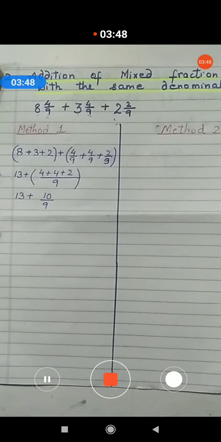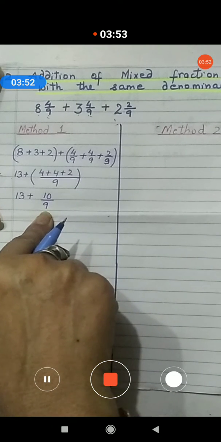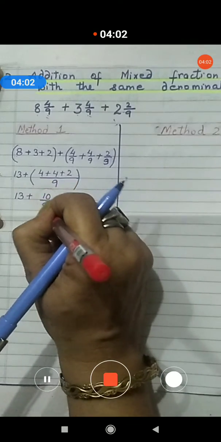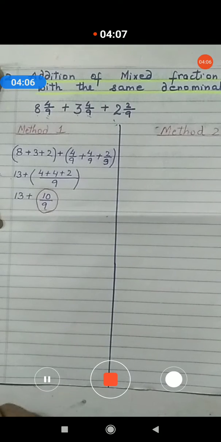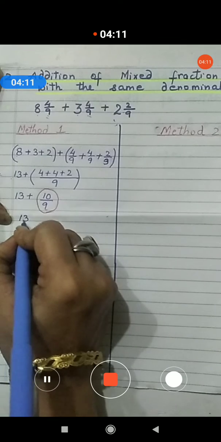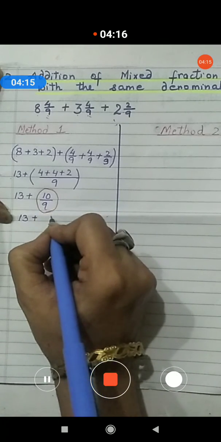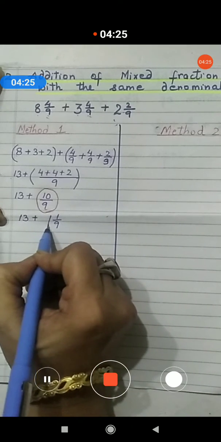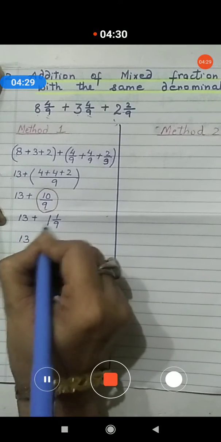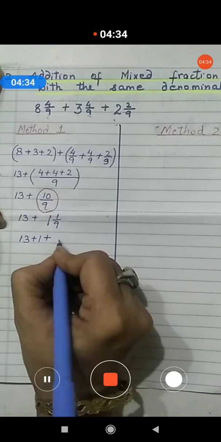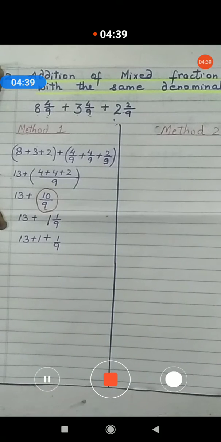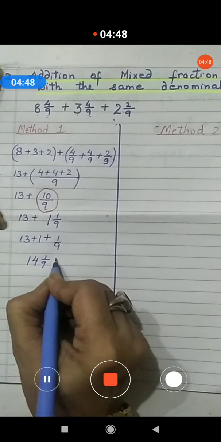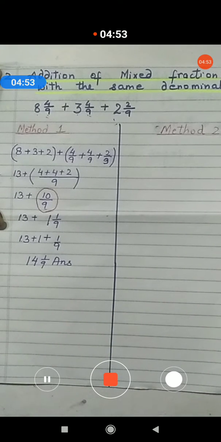Fine. Now as I have told you, when the numerator is greater than the denominator, we will change it into a mixed fraction. So when you change this into a mixed fraction, we get 1 and 1 upon 9. Is that clear? Now as this 1 is a whole number, we'll take this 1 to this side and write 1 upon 9 like this. Now 13 plus 1 is 14, and 1 upon 9 we will write as it is. I hope that is clear to everybody.